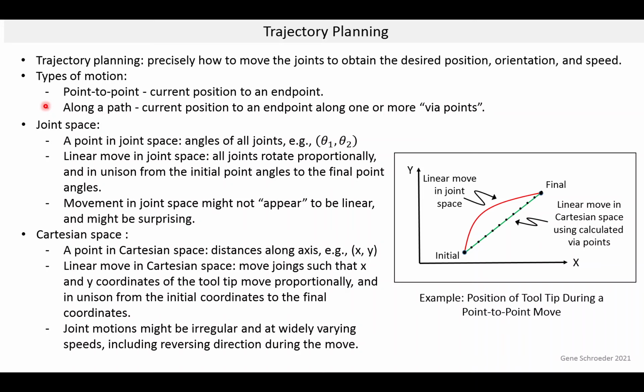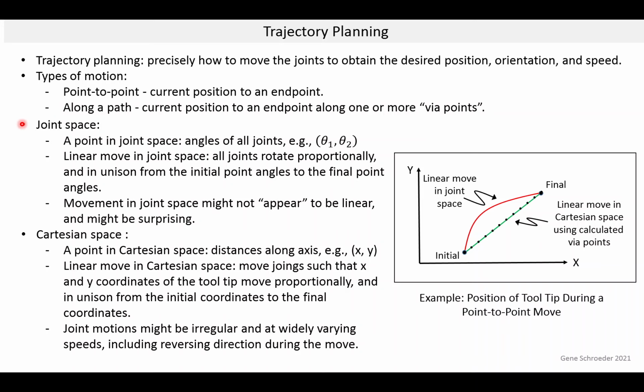For example, say the robot is reaching into a machine to pull out a part. As it reaches into that machine, it has to avoid parts of the machinery, and you would do that using via points. Now the other thing is there's a concept of moving in joint space versus Cartesian space.